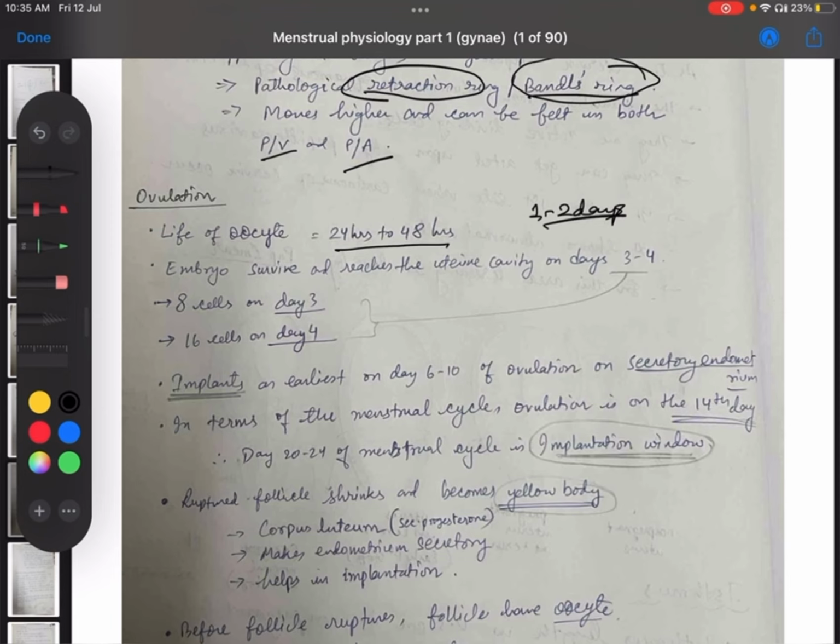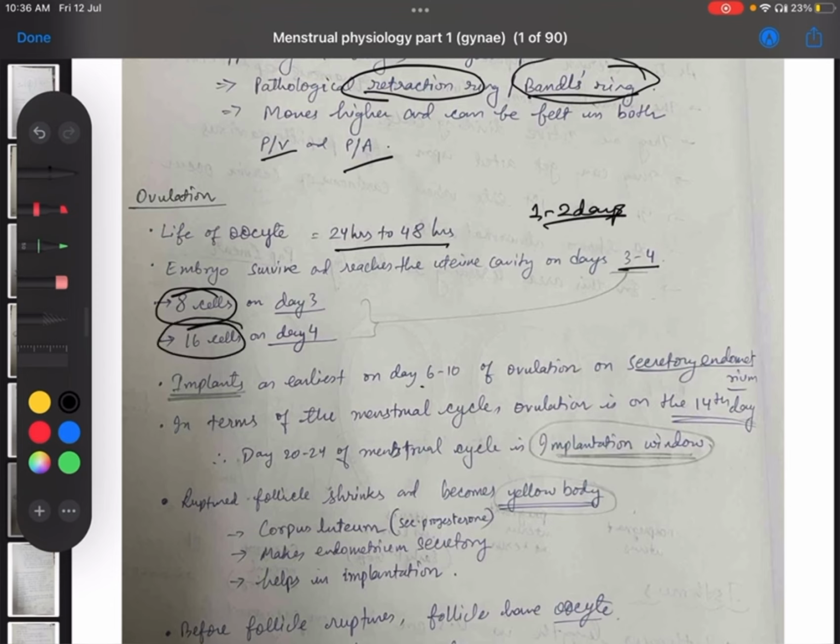The embryo survives and reaches the uterine cavity on day 3 to 4. What does that mean? See, on the first day ovulation is done, and it stays for 2 days. Let us consider the event where it is successfully fertilized. Then from day 3 to day 4, it will just travel to the uterine cavity but won't get implanted. It will just travel, and also it will continuously divide. On day 3 it will divide to the 8 cell stage. On day 4 it will divide to the 16 cell stage.